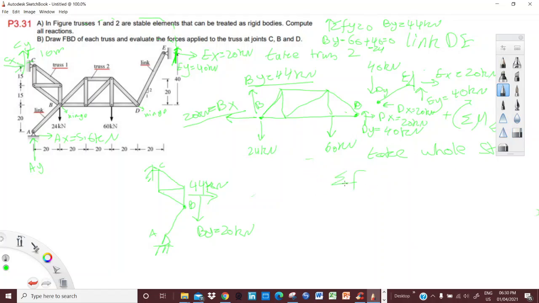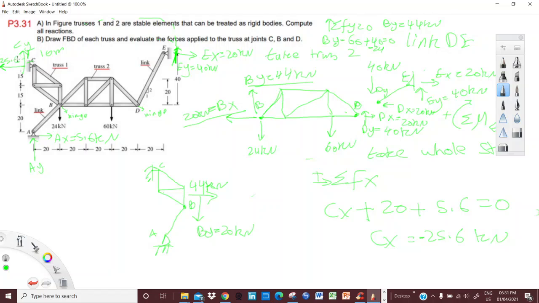I can say summation of Fx positive. So Cx positive, you have plus 20, which is positive, plus 5.6, which is positive, equal to 0. Therefore, you are left with Cx equal to 25.6 kilonewton minus. So therefore, the structure should be shifted to the left. Okay, so here's our structure, number 25.6.